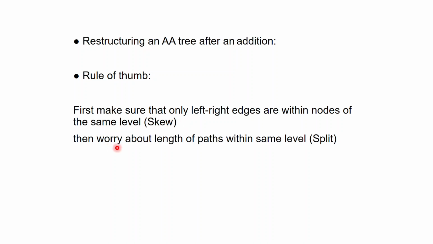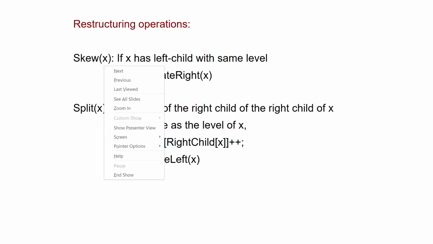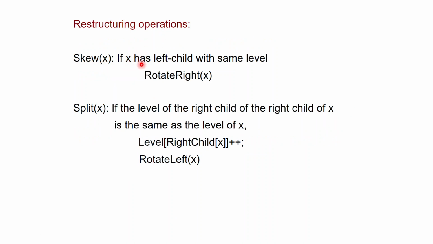After that, we're going to worry about paths which are too long within the same level. What the skew operation does is the following. Skew on node X checks if node X has a left child with the same level. This is not allowed. So if that's the case, it's simply going to call rotate right at X. So you're going to rotate right at X, and that left child will just become the parent of X. It's going to fix the problem.